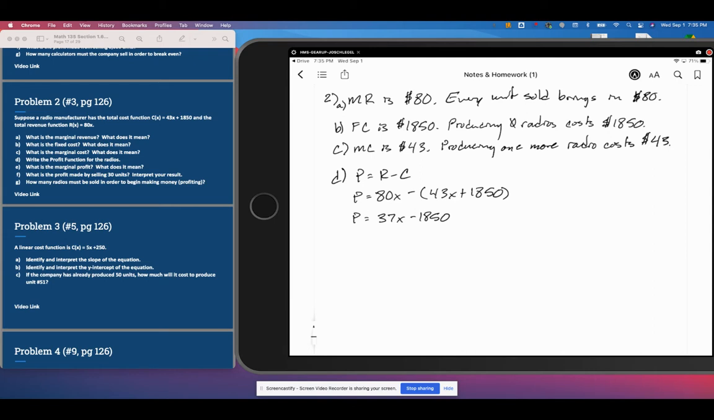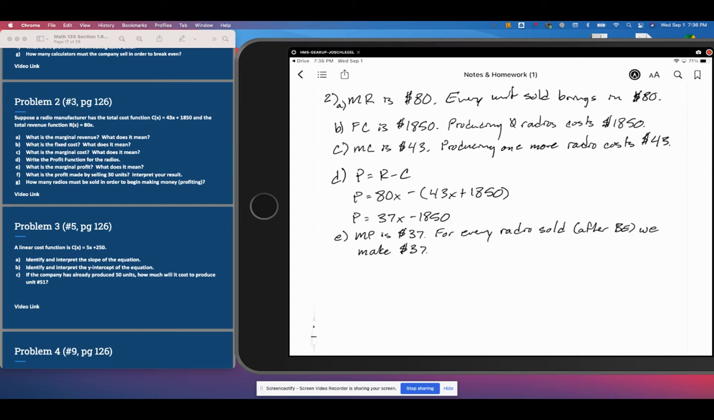And what is the marginal profit is what we've got for part E. Marginal profit is 37 bucks. So for every radio sold after breaking even, we make 37 bucks. Before break even, it doesn't matter because all the money that's coming in before we break even is going to pay costs. And in this case, specifically the fixed costs is where this $37 would be going.